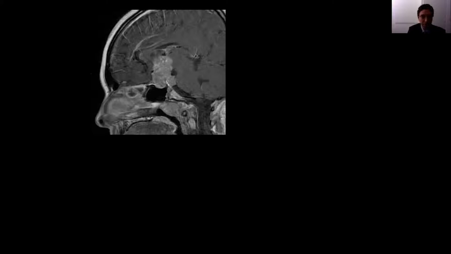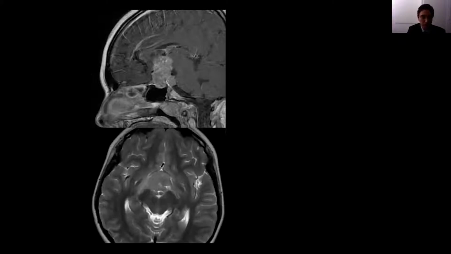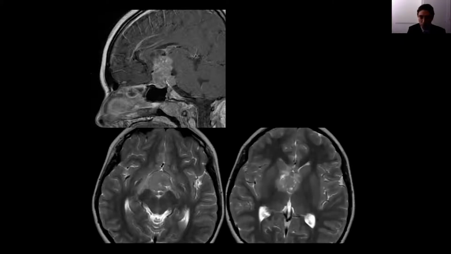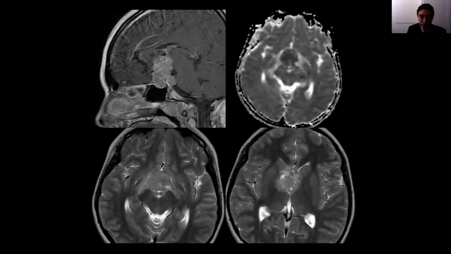On the sagittal T1 post-contrast images, we can see avid enhancement, a little bit of heterogeneity, the lesion extending to the hypothalamus, involving the sellar region, suprasellar cistern, and extending anterior to the pons. On the axial T2 weighted images, we see the lesion to be fairly iso-intense to slightly hyperintense compared to the cortex, a little bit of heterogeneity with small cystic changes. And characteristically, on the ADC maps, we see very, very low signal because of prominent restricted diffusion.